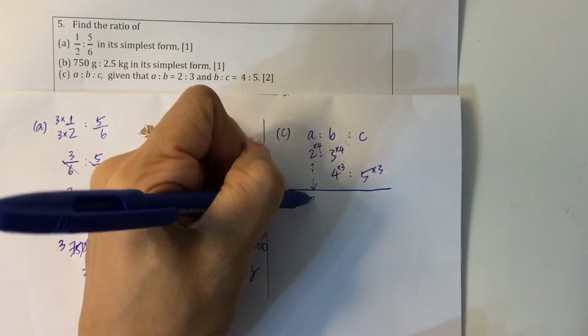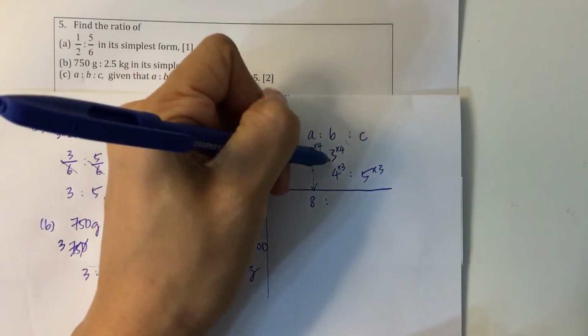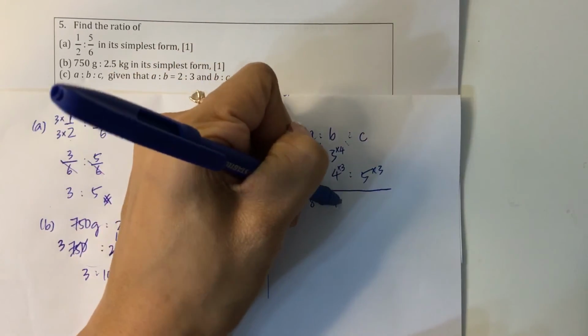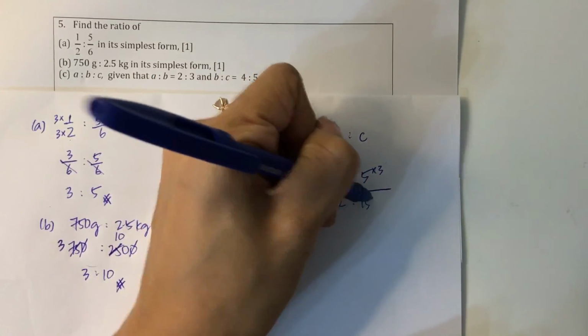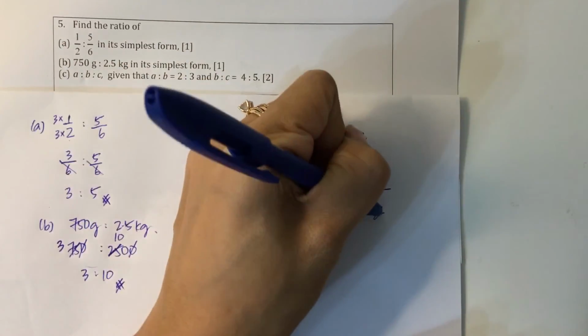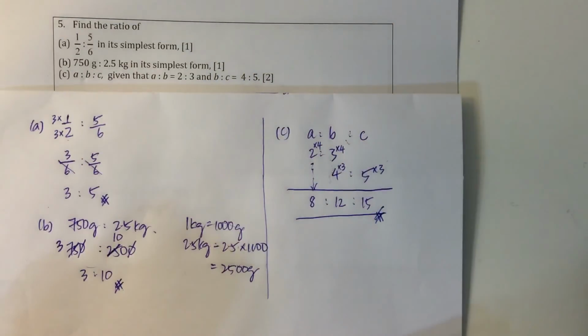Now, let's simplify the quantity. 2 times 4, that's 8. 3 times 4 or 4 times 3, that's 12. And then 5 times 3, that's 15. So that's the final ratio between the 3 quantities.